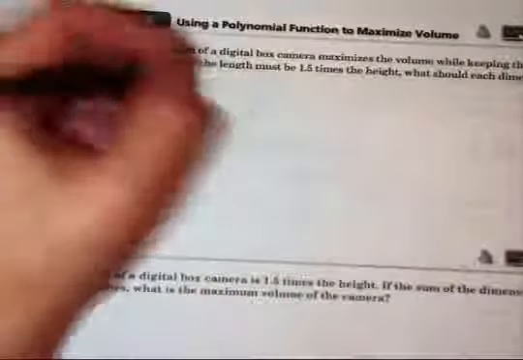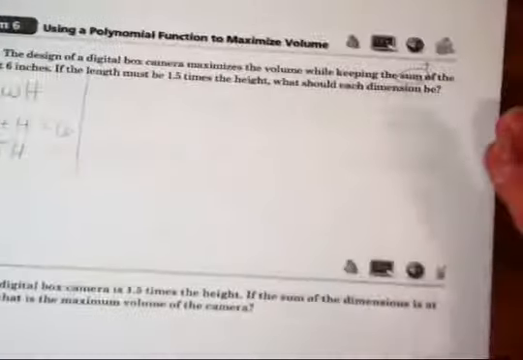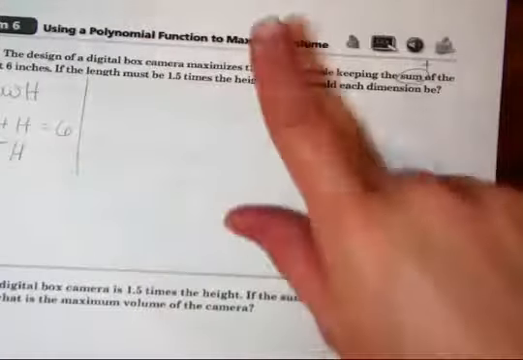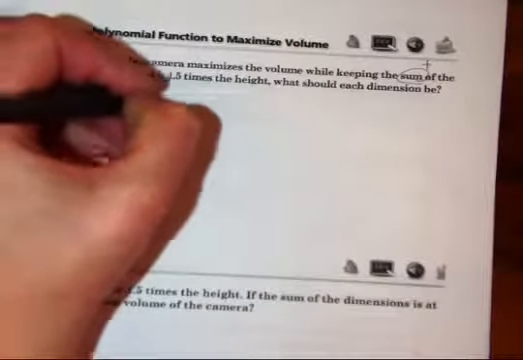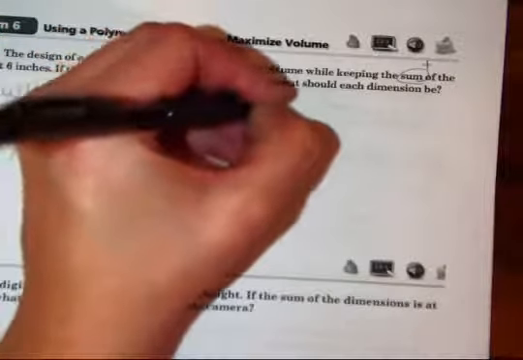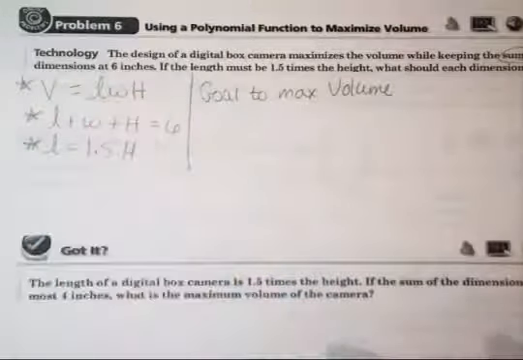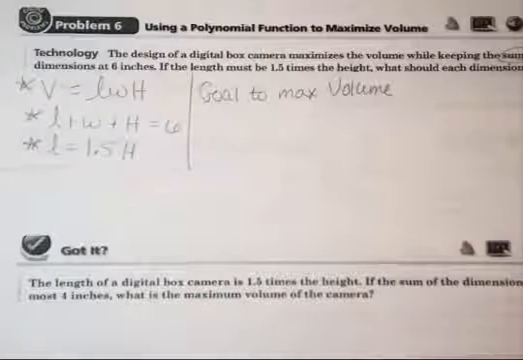So what we're going to do is I'm going to put a little box around these because these are going to be important. The goal is to, it says, maximize the volume. Now what we need to be able to do is get all of these in one variable. Can you see how length might be the easiest one for us to solve for? Or maybe even height? Let's try that. Let's try to get everything in terms of h.